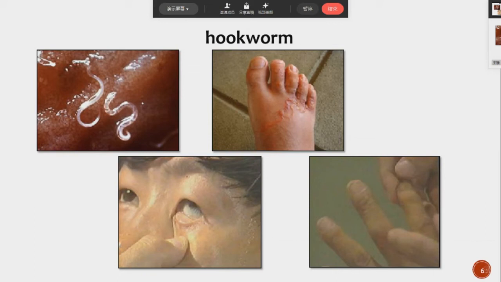So how is the anemia caused? Because the adult worms are sucking blood in our small intestine. So at last, the patient will have anemia. That is the second one, hookworm.